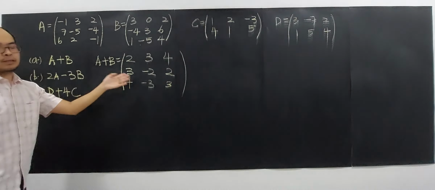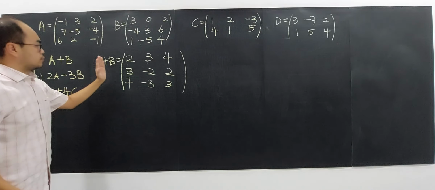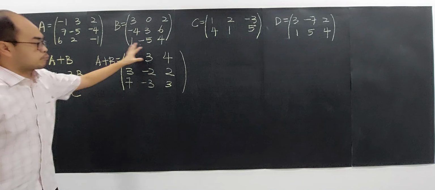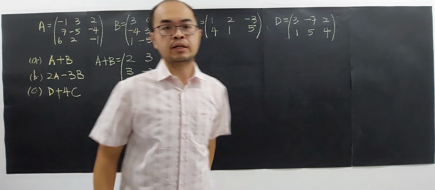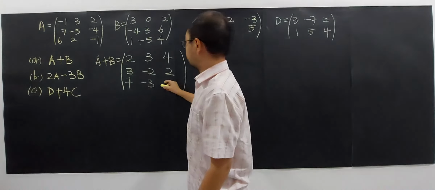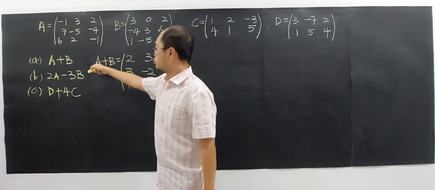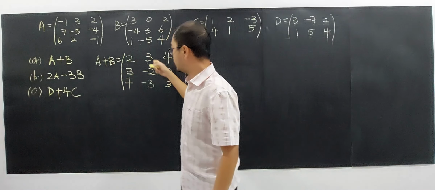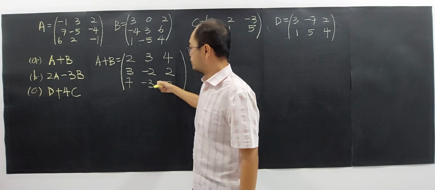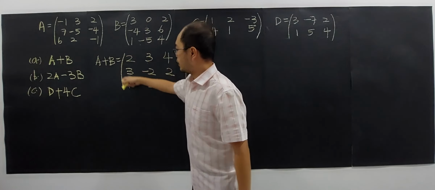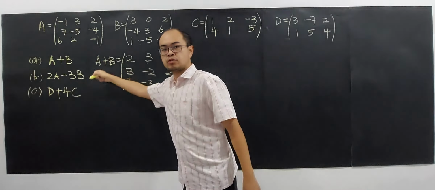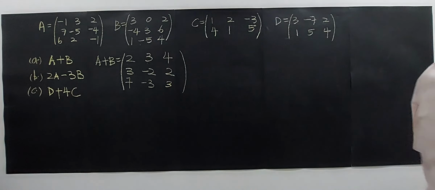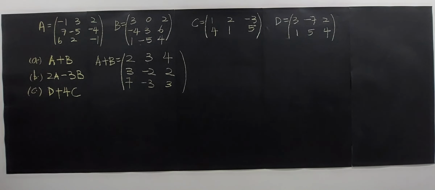So this is the result after you add A to B. Because they have the same order, you can produce another matrix which is also of the same order. The matrix produced after you do addition must have the same order as the matrices A and B. So this is how you add both matrices.